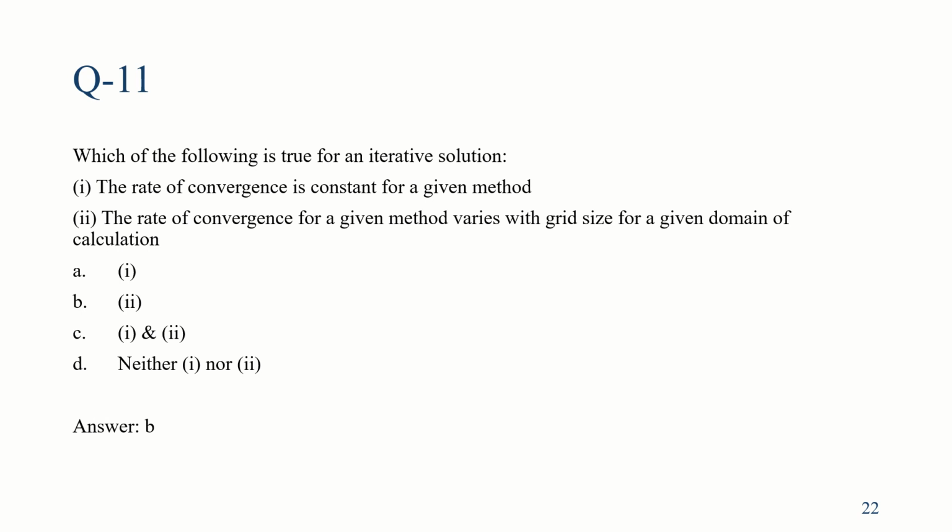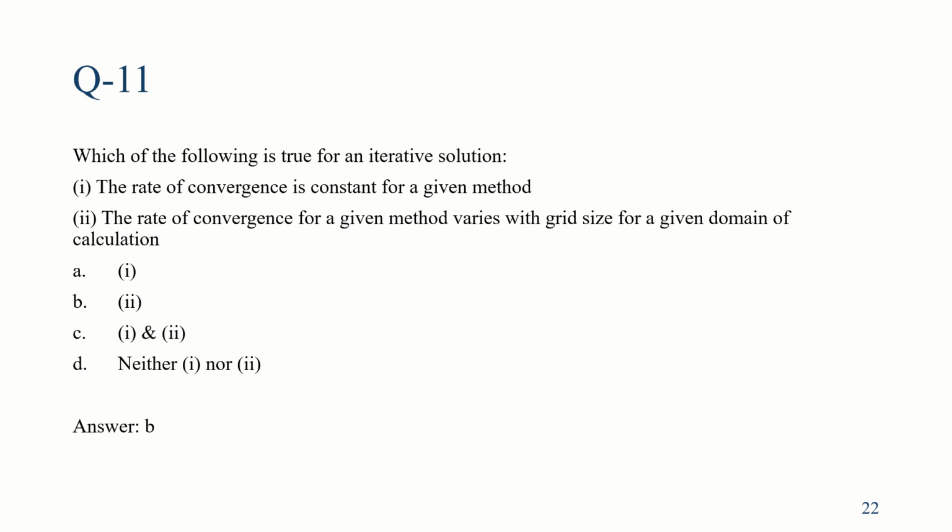So first one is a false statement, and second one is mentioning that rate of convergence for a given method varies with grid size for a given domain of calculation. So what it is saying is, rate of convergence for a given method is varying with grid size for a given domain of calculation.